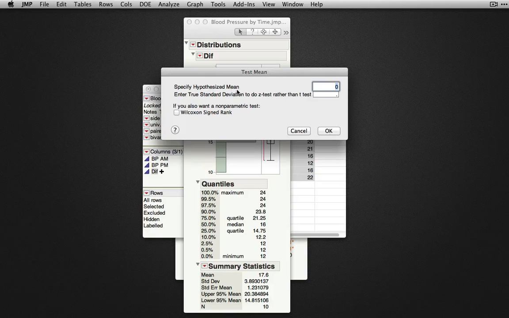Specifying the hypothesized mean is what we're specifying under the null hypothesis. 0 is fine for this case. If we know a true standard deviation, we can perform the z-test rather than a t-test, but in this case, we're estimating the standard deviation of the difference scores. To perform the non-parametric test, we can also select the Wilcoxon signed rank.